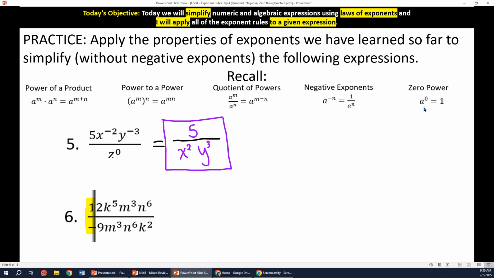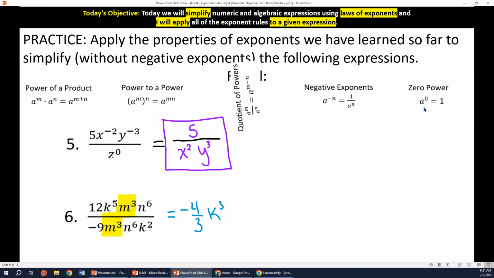Let's look at number 12. I'm going to group again. 12 over negative 9, I'm going to put that in my calculator and get negative 4/3. k to the 5th over k to the 2nd, that is my quotient rule, so I'm going to subtract those exponents. 5 minus 2 is 3, so k to the 3rd. Then m to the 3rd over m to the 3rd, I'm going to use my quotient rule, and I'm going to subtract my exponents. 3 minus 3 is 0.